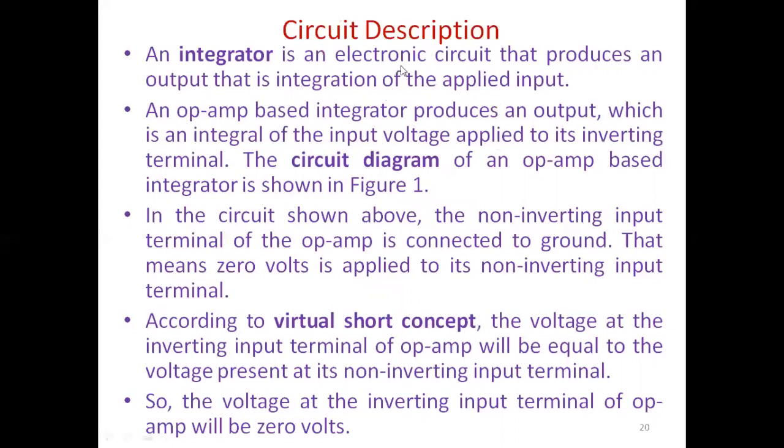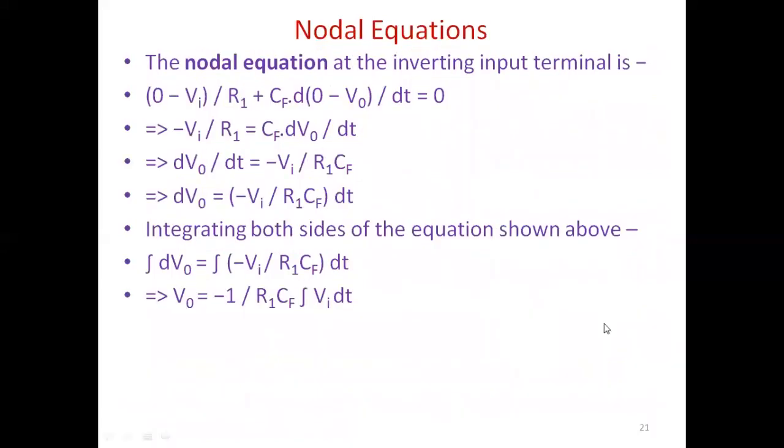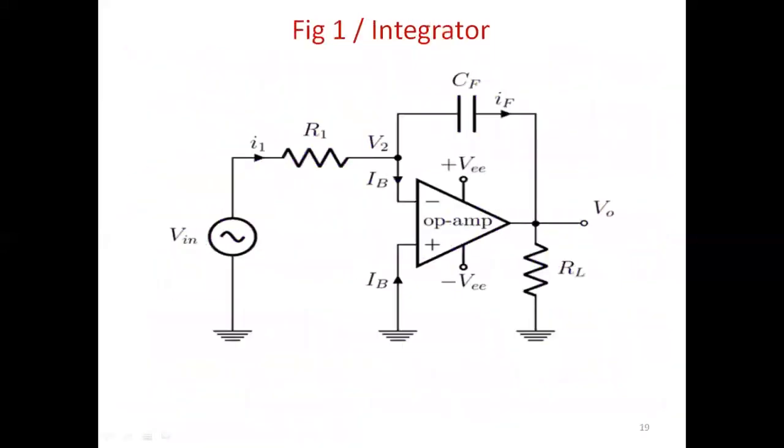So integrator is an electronic circuit that produces an output with respect to integration of the applied input. And I have already talked about the virtual short concept. If the voltage at the non-inverting terminal is grounded, the voltage at the inverting input terminal of the op-amp will also be equal, equal to zero voltage. Now the nodal equation at the inverting input terminal. It means I'm applying Kirchhoff's current law at this junction V2, and then I'm applying the nodal equation.